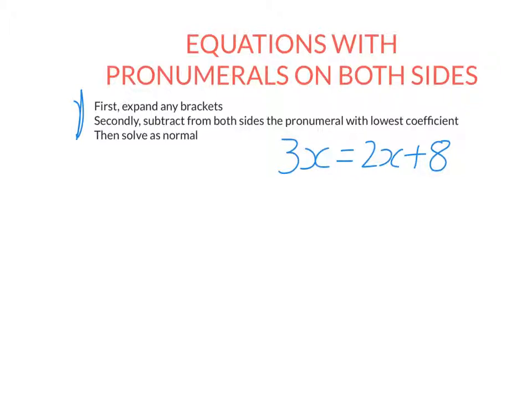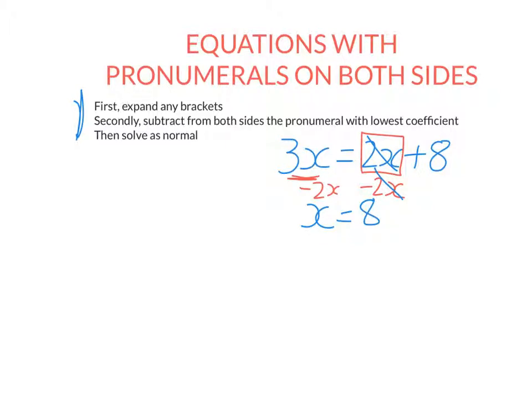So in this equation in blue, the x, the pronumeral with the lowest coefficient, is this one here. Coefficient means number in front of. So this has a 2 in front of it. This x has a 3 in front of it. So we're going to subtract 2x from both sides of the equation. 3x minus 2x is x. 2x minus 2x, the reason we're doing it, they cancel out. I'm just left with x equals 8. That is the solution. You probably wish all of them were that simple, but that is not always the case.